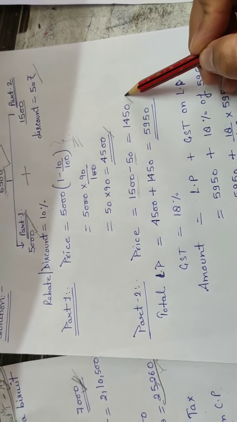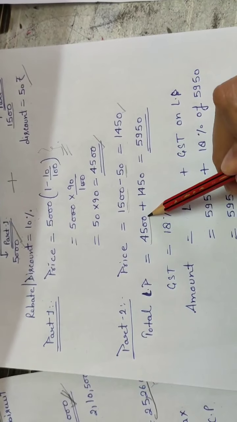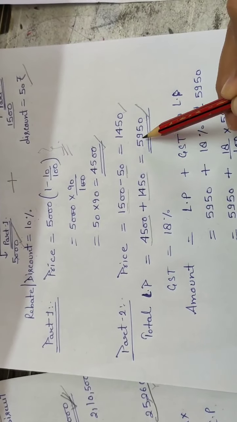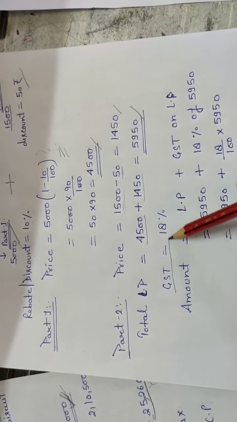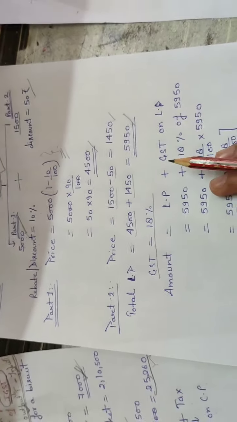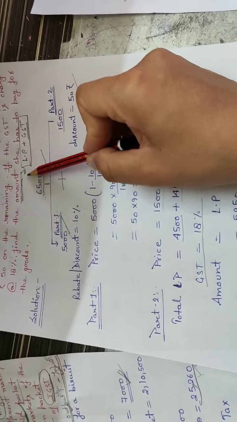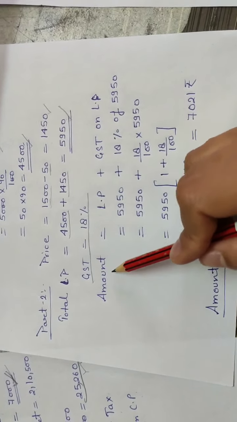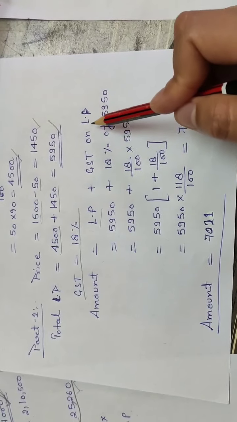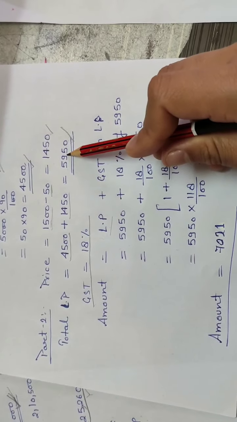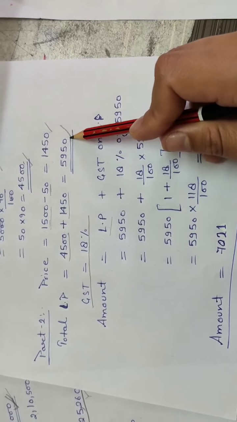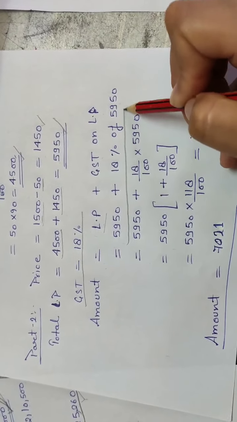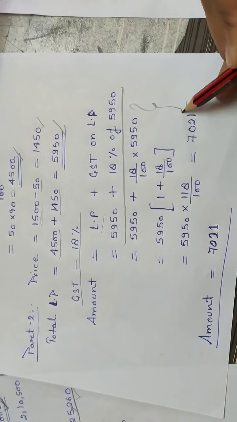So the total price after discount will be 4,500 plus 1,450. So the price will be 5,950. And GST equals 18%. You have to find the amount she has to pay for the goods, and the amount she has to pay will be the list price plus GST on the list price, and the list price is 5,950. GST is 18%, then you can calculate. Okay, and this you can calculate by yourself.